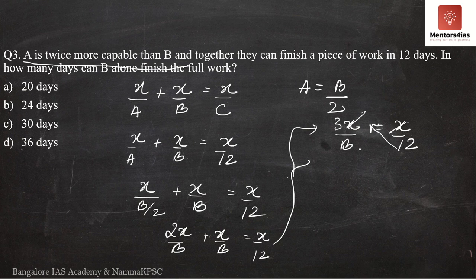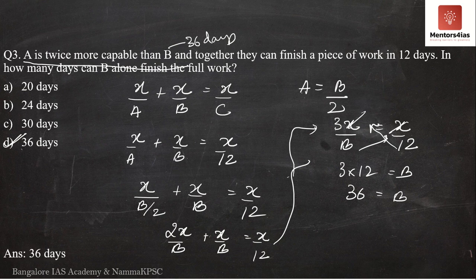I take 12 to the other side. I take B to the other side. 3 into 12 is equal to B, or 36 is equal to B. Therefore, in how many days does B alone finish the entire work? 36 days. Correct answer is D. I hope you are following now. This is by the traditional method. It is 36 days.